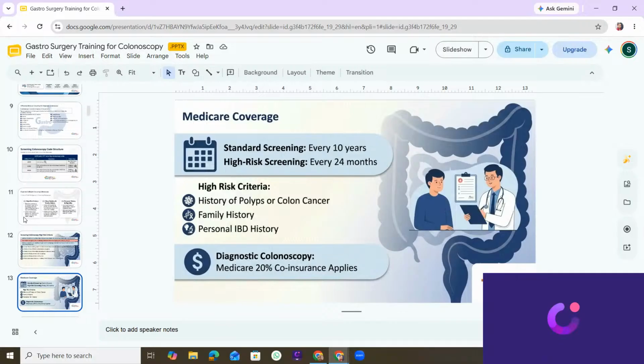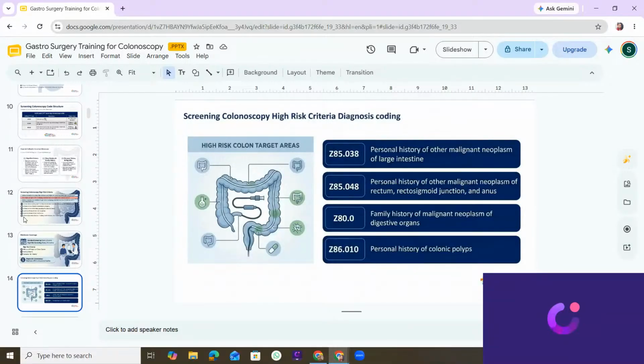Medicare coverage: standard screening every 10 years, high risk screening every 24 months. High risk criteria include history of polyps, colon cancer, family history, and personal history of IBD. For a diagnostic colonoscopy, Medicare 20% coinsurance applies. So these are the guidelines for Medicare. Screening colonoscopy, high risk criteria, diagnosis coding, high risk colon targets area.